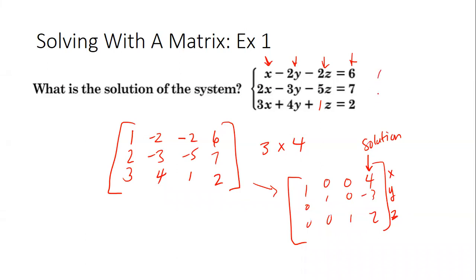So it says, what is the solution? My solution is 4, -3, and 2. So we wrote the matrix, identified the number of rows and columns. We input it into the matrix calculator and we found the reduced row echelon form. And we got tic-tac-toe, 3 in a row. So therefore our solution is 4, negative 3, and 2. If this was a word problem, then X and Y and Z would have values, right? And we would write those in.